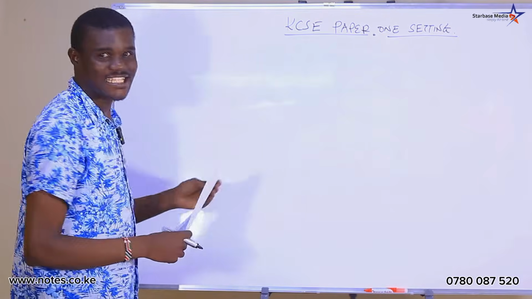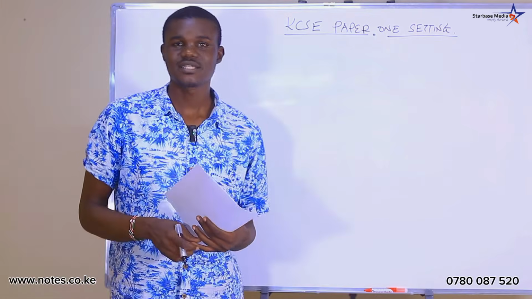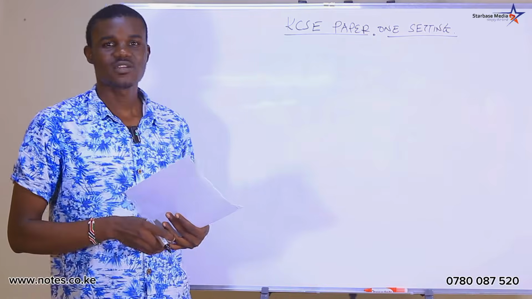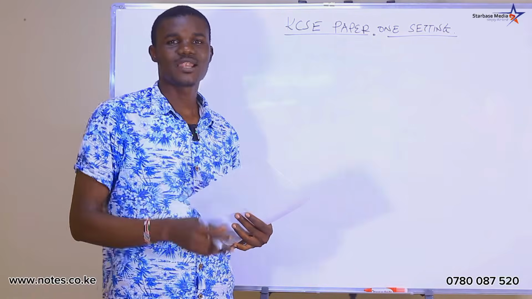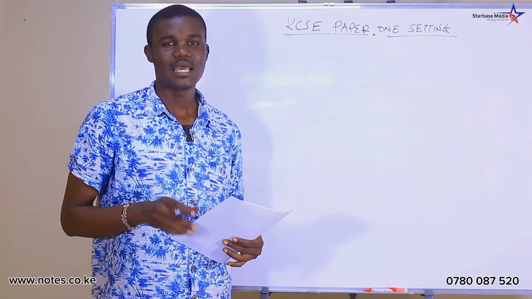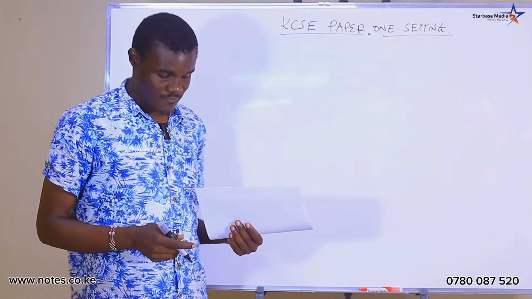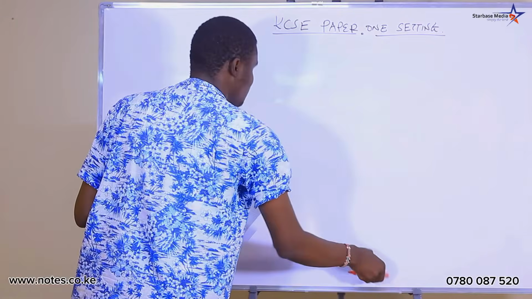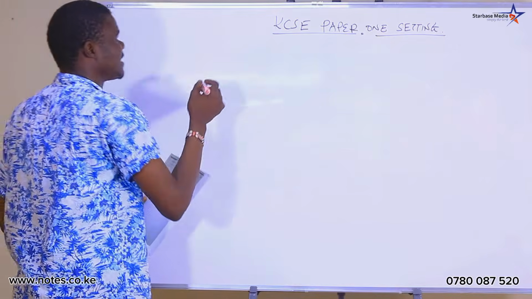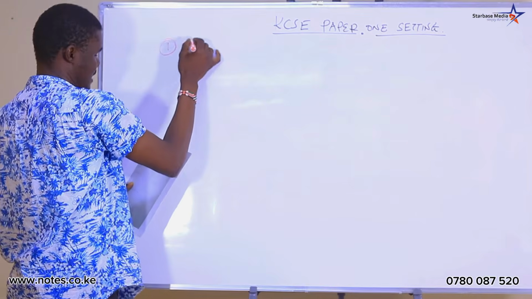So KCSE paper 1 tackles 10 areas. These 10 areas, you're supposed to be well conversant with them as to concepts, formulas, and everything that pertains to them, so that you are then able to handle a mathematics paper 1 properly. So the first area that is normally tested in KCSE paper 1 is the area of calculus.